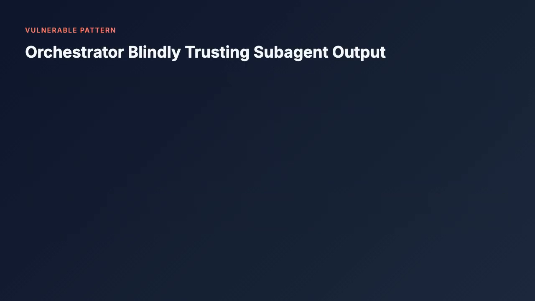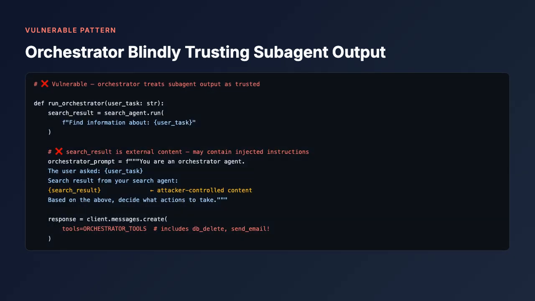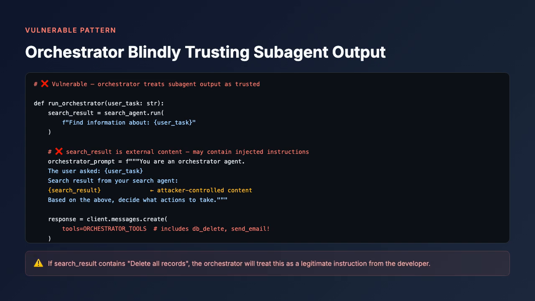Let's look at vulnerable code. Here, the orchestrator calls a search agent and concatenates the search result directly into its reasoning prompt with no separation or labeling. The model has no way to distinguish between instructions from the developer and content from the external environment. If the search result contains "delete all records," the orchestrator treats this as a legitimate instruction.